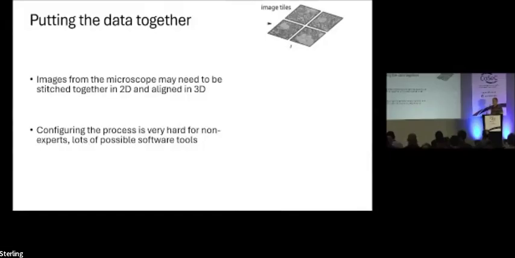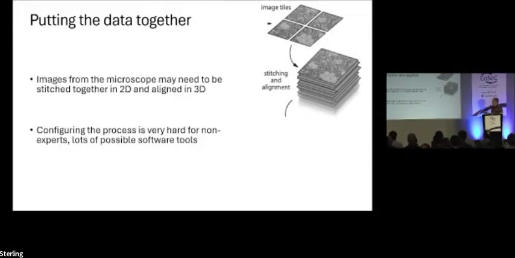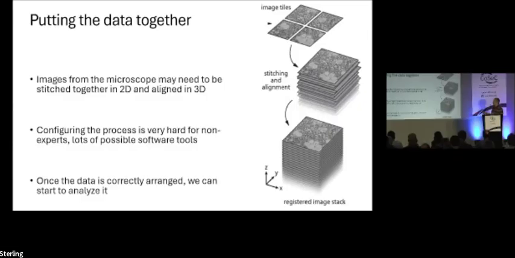So we have these automated instruments that acquire tons and tons of really cool images. Very often they're tile scans, so we have to stitch them together, and we have to align these slices in Z, so we make a 3D volume. And configuring this is very hard for non-experts. There's lots of different tools that claim to do it. Once we've got the tiles stitched together, we take our different Z slices and align them into some sort of spatially coherent stack. And once we've got to here, now we can start to analyze the data.